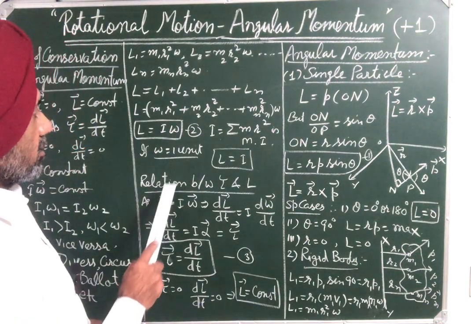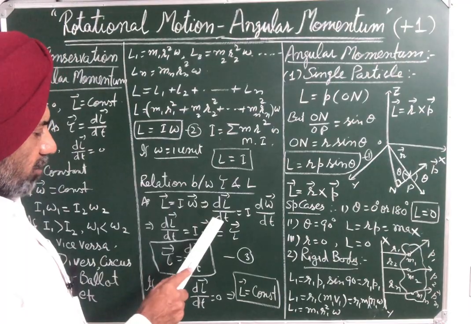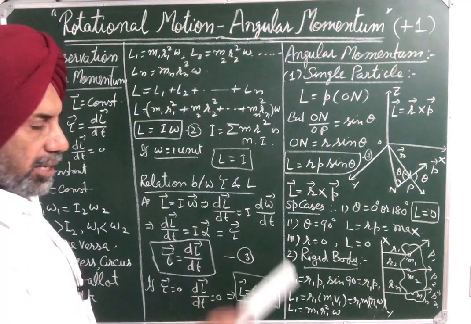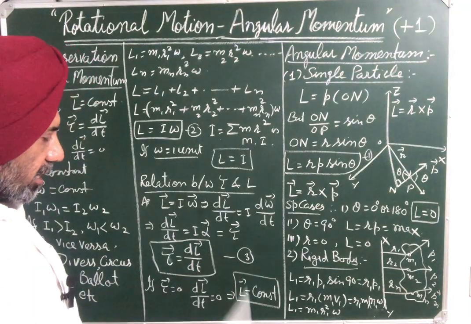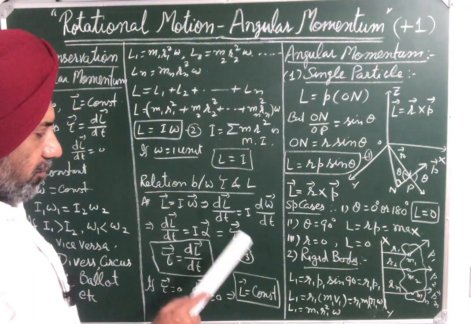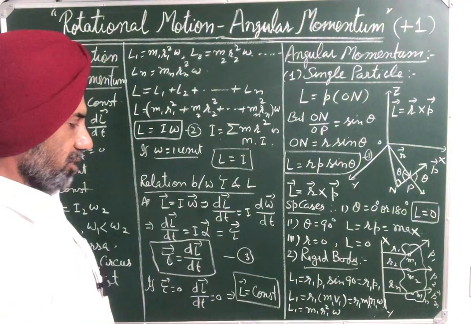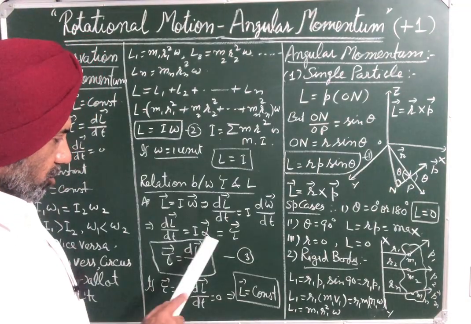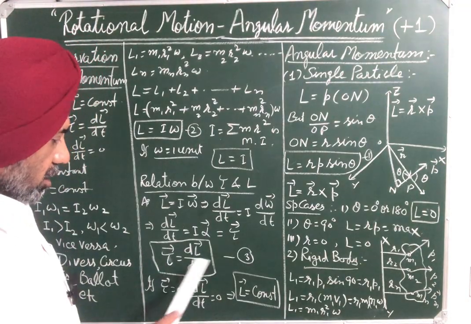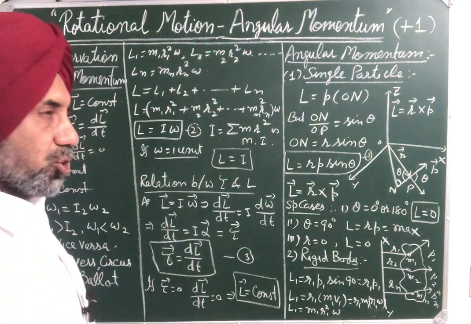We have proved L = I omega in vector form. Differentiating both sides with respect to t, we get dL/dt = I d omega/dt. But d omega/dt is alpha, the angular acceleration; the rate of change of angular velocity is called angular acceleration. So dL/dt = I alpha, but I alpha is nothing but torque. That's the relation we derived in the previous video. So tau = dL/dt, which is known as the second law of rotatory motion.